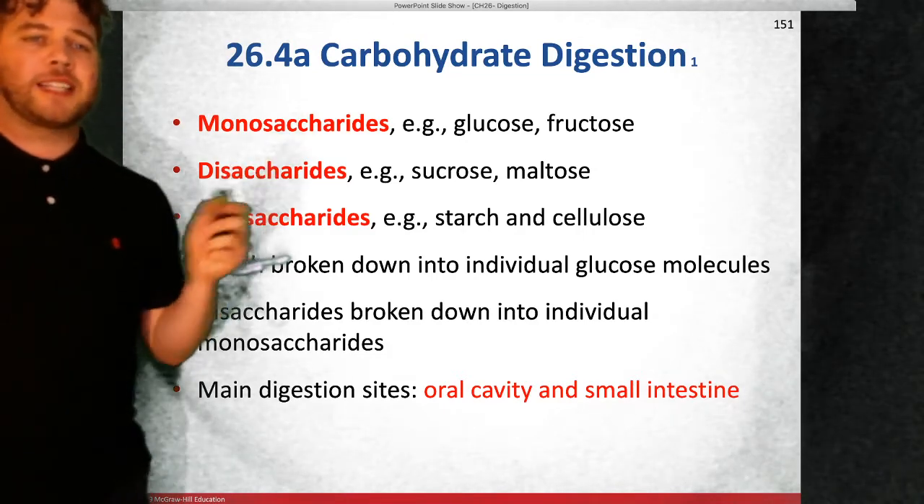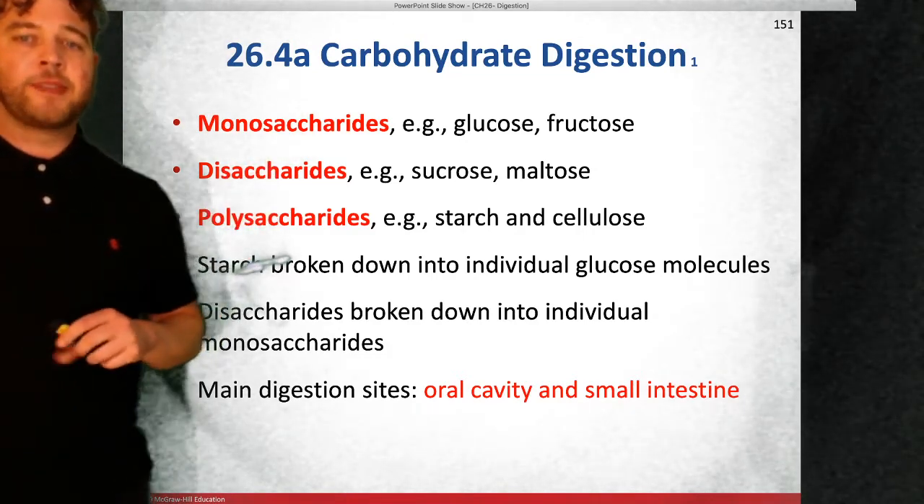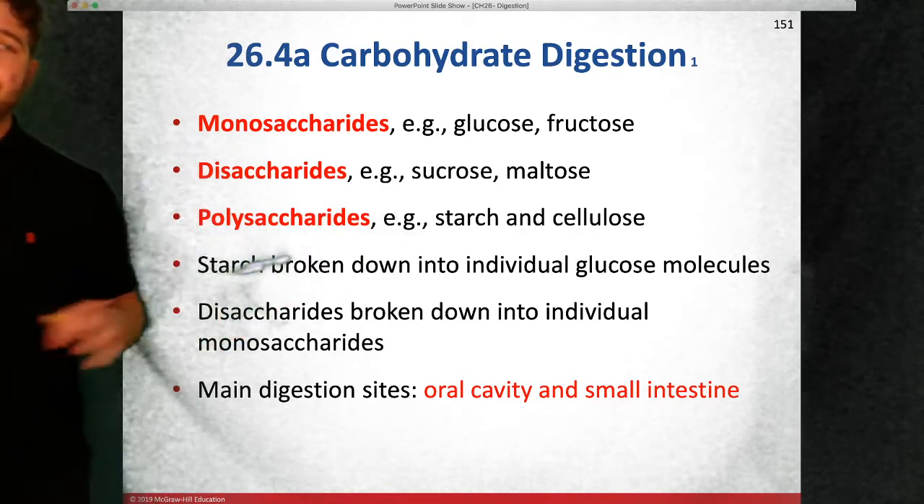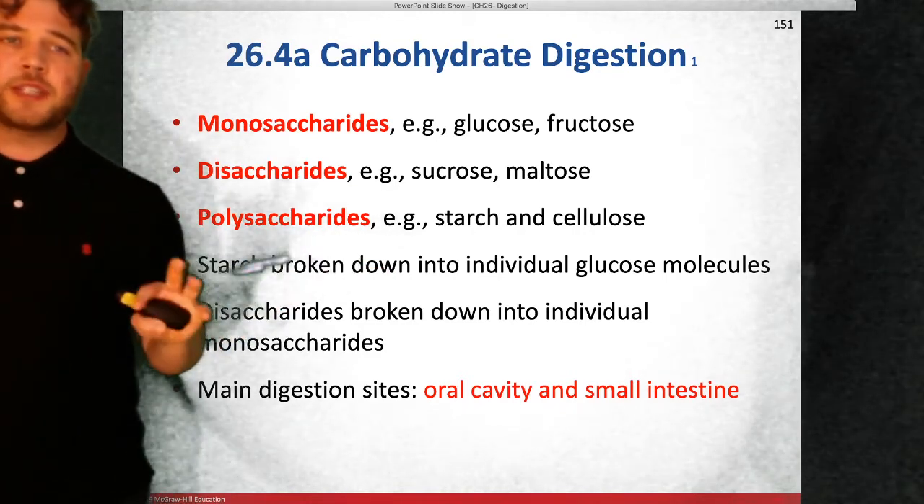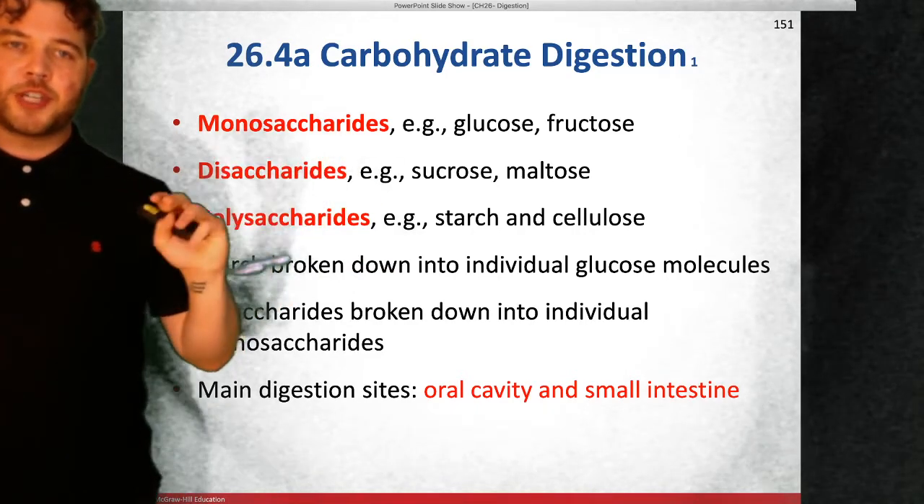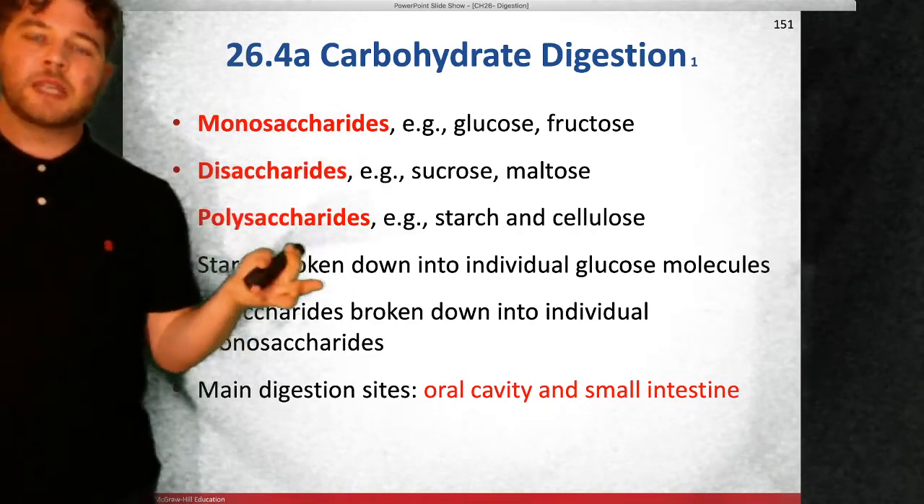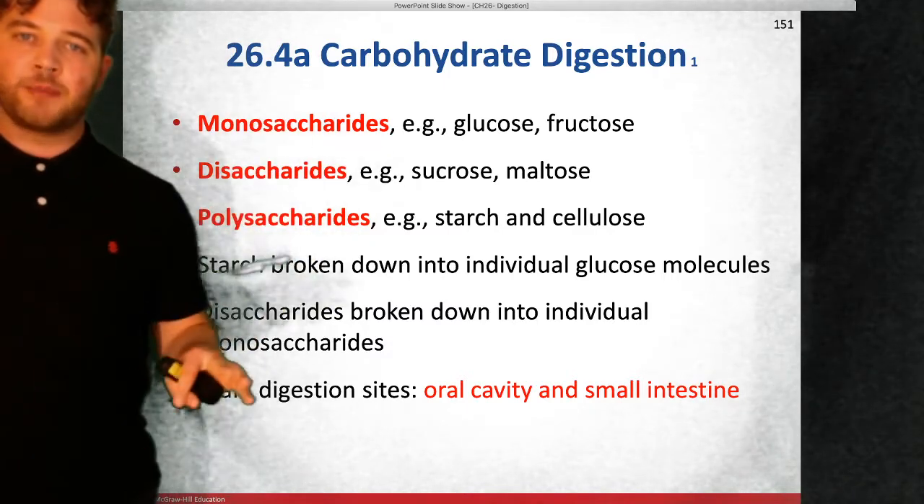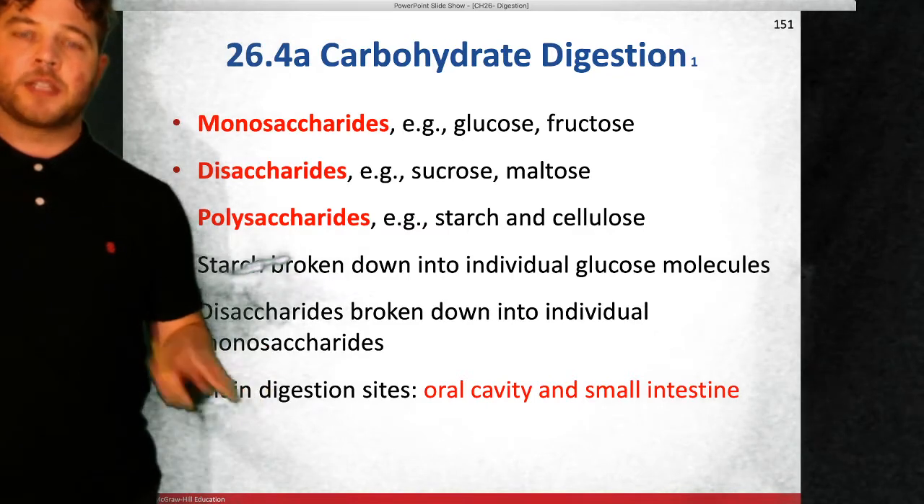You have monosaccharides, disaccharides, and polysaccharides. Starch is broken down into individual glucose molecules. So this is one of those things where I talk about, chapter 27 is nutrition, so we'll probably get into it again, but it doesn't really matter necessarily what you eat. Everything is going to get broken down into its most basic components.